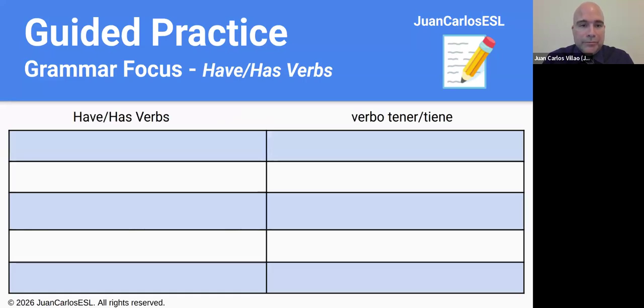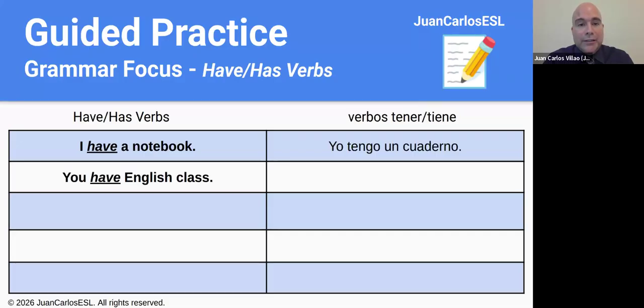So here are some examples. So I have a notebook. Yo tengo un cuaderno. You have English class. So once again, it's second person. So you use have, followed by the subject you. Usted tiene clase de inglés.